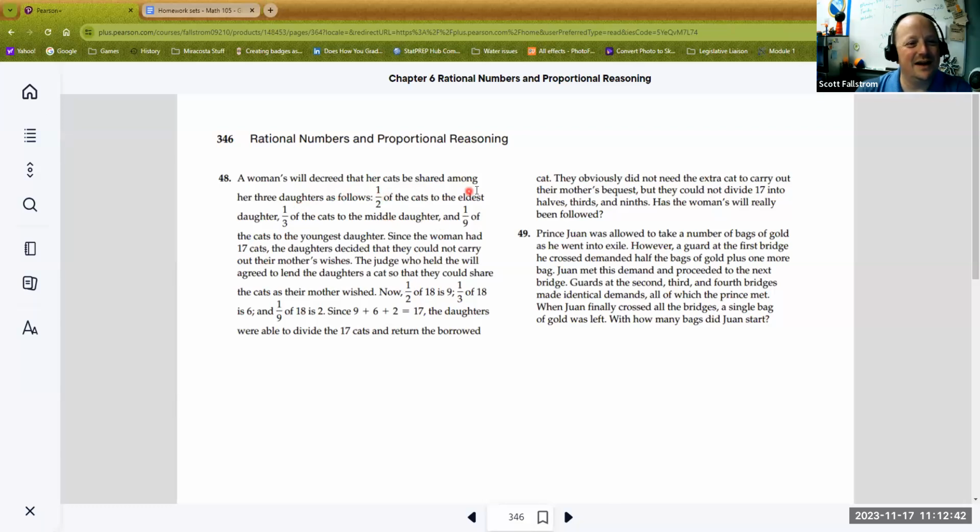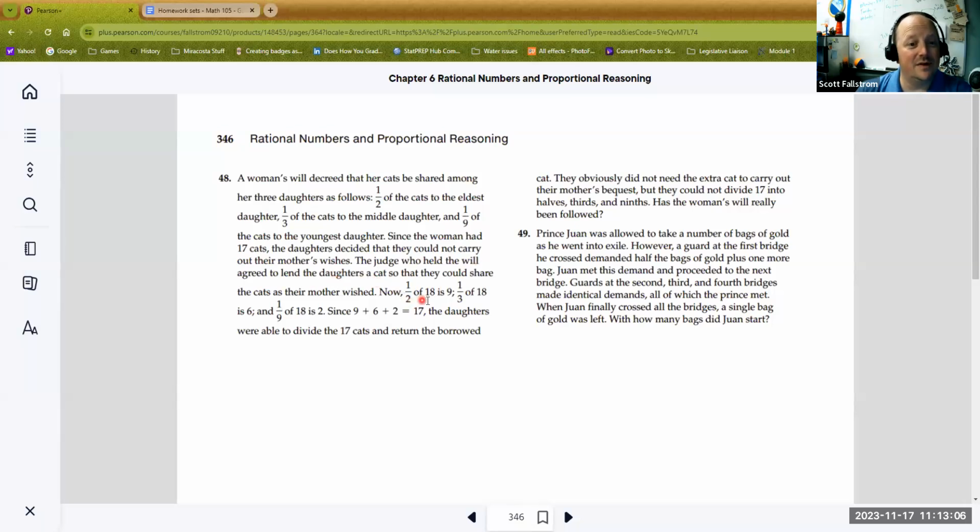She decreed that her cats be shared among her 3 daughters as follows: half of the cats to the eldest daughter, a third of the cats to the middle daughter, and a ninth of the cats to the youngest daughter. Since the woman had 17 cats, they decided they could not carry out their mother's wishes. The judge, who was kind of overseeing this, agreed to give them a cat so that they could do this.